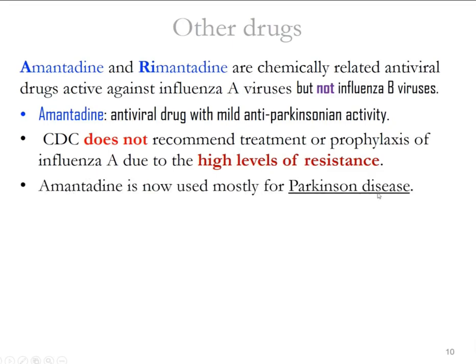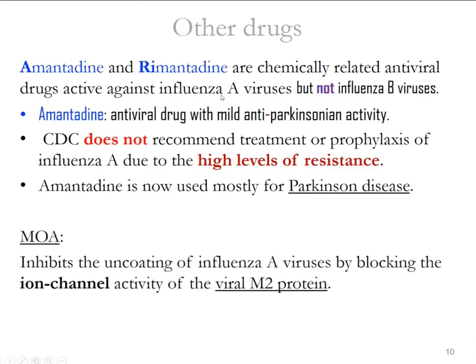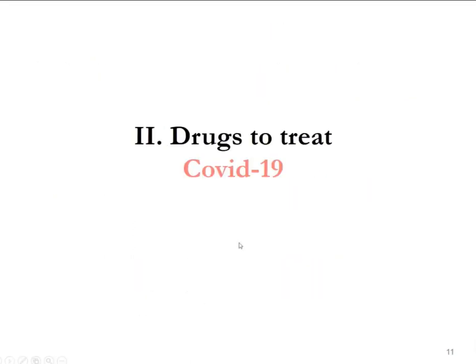Amantadine is now used mostly for Parkinson's disease, but because it is considered effective for influenza A, I'm going to give you the mechanism of action. This is an ion channel blocker. The virus has an ion channel, the viral M2 protein, which will be blocked. Are we good? Okay.